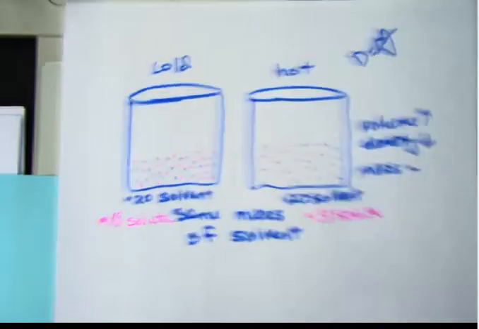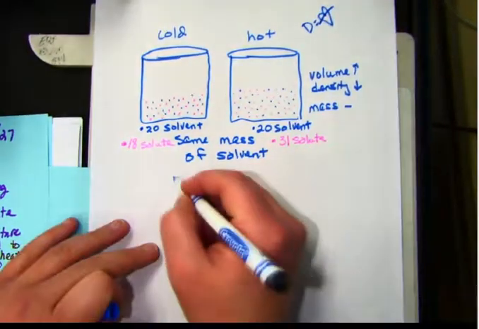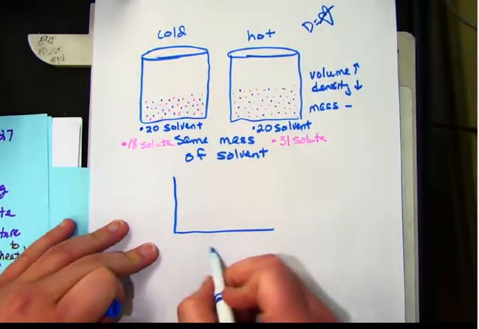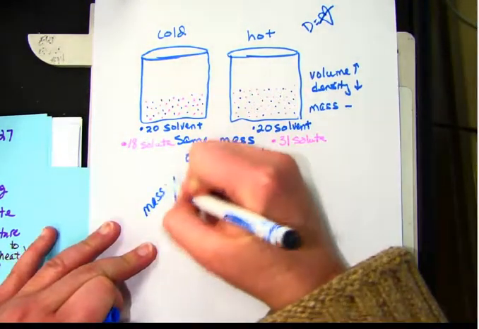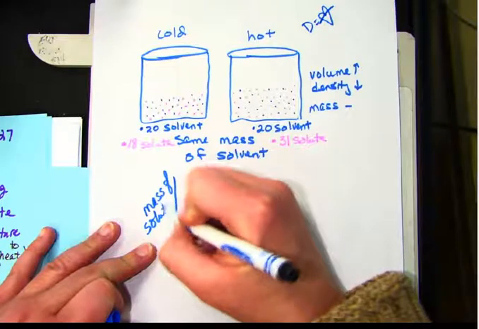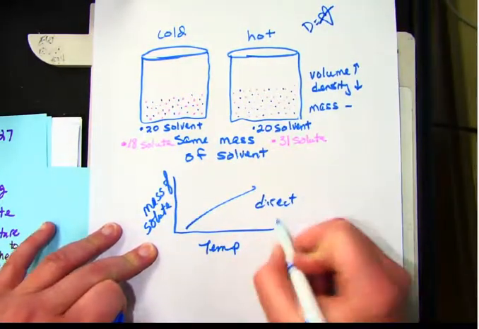So if I was going to graph this relationship like we did in the lab, my independent variable is temperature. My dependent variable is the mass of the solute. In the diagram that's shown by the number of particles, and I have a direct relationship.